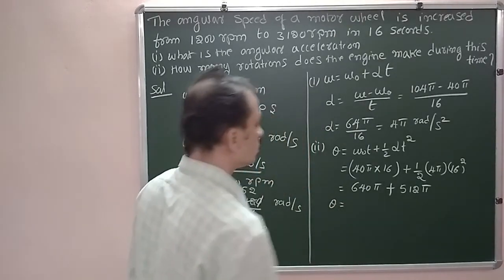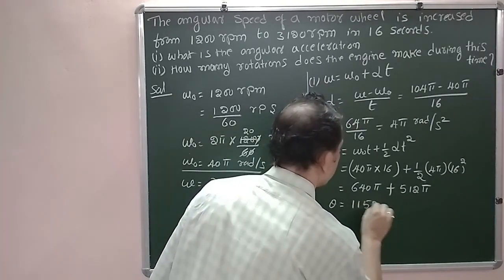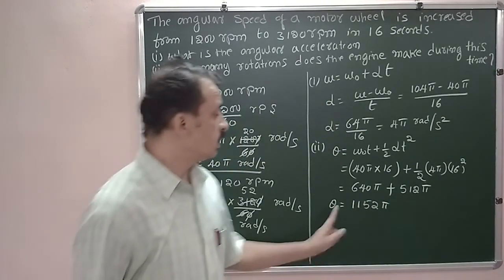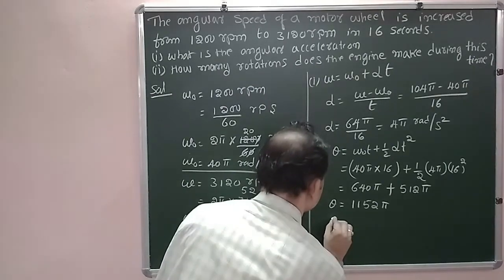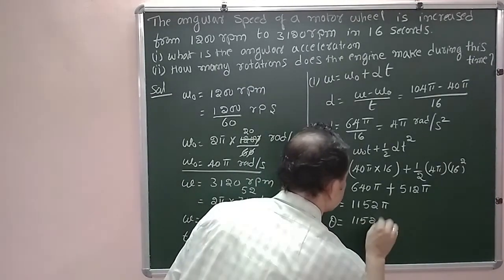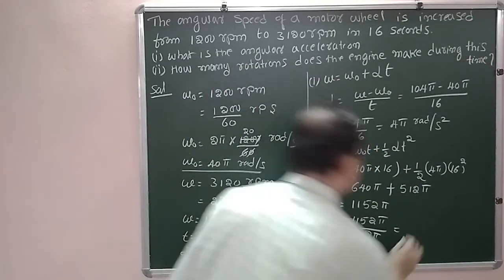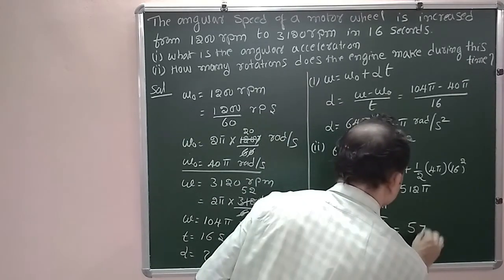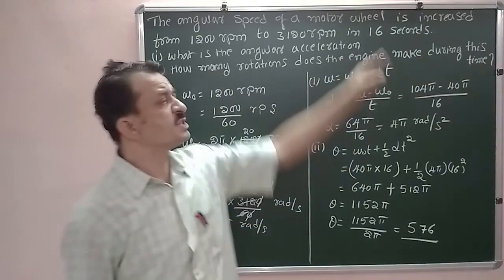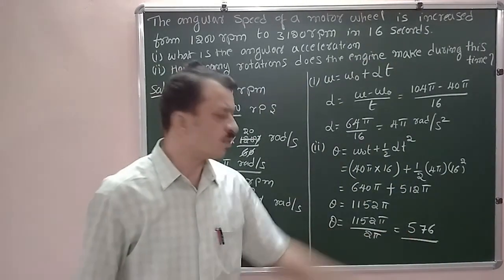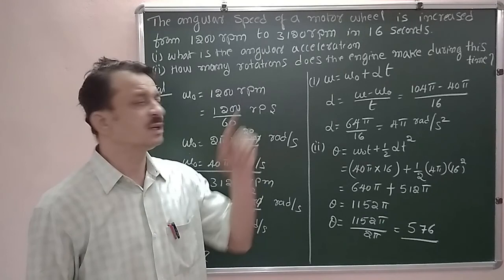Therefore, displacement is equal to 1152 pi. It is in radians. I require it in revolutions. How many revolutions is it going to make? Then I have to divide this expression by 2 pi. So during 16 seconds, that motor is going to make 576 revolutions during that time.